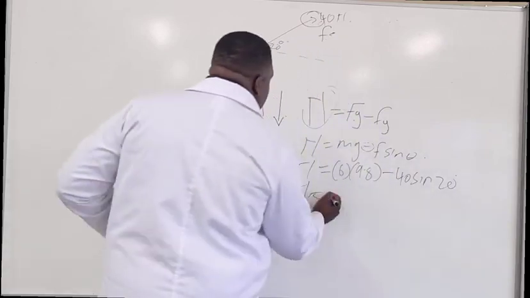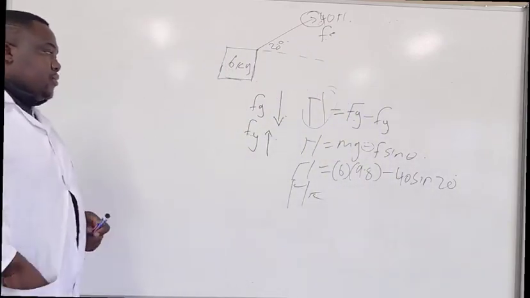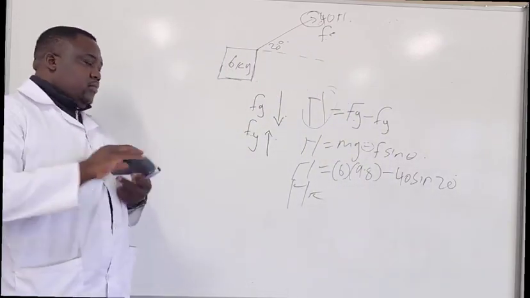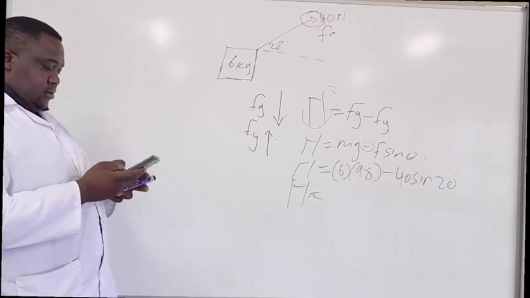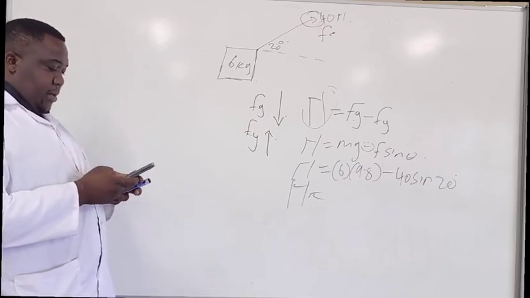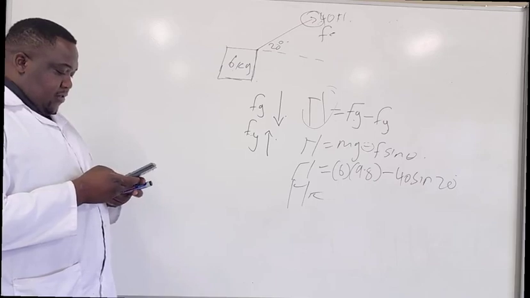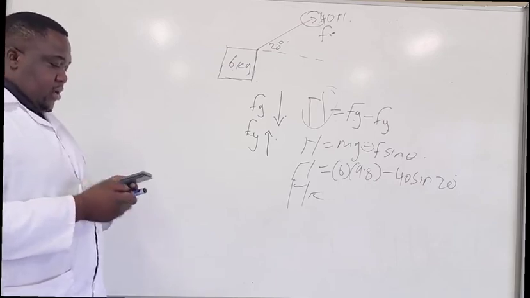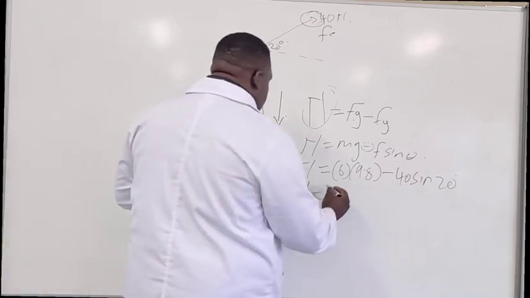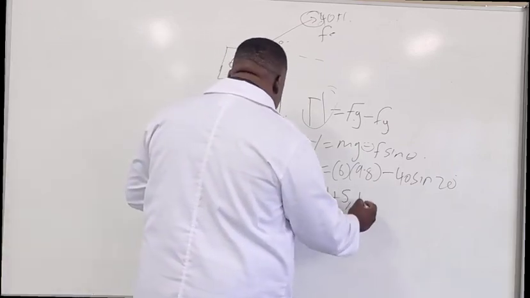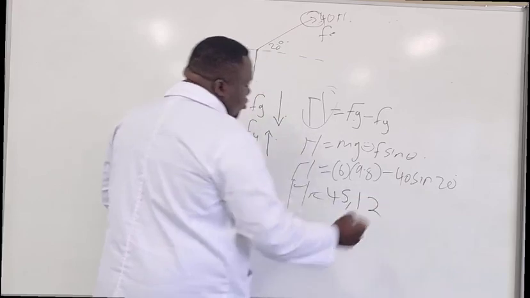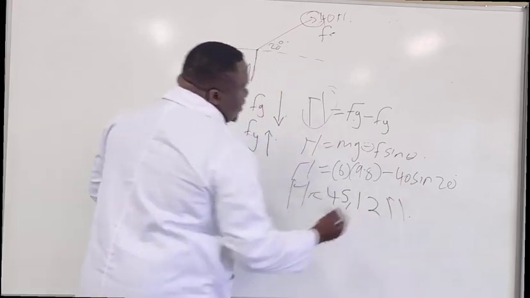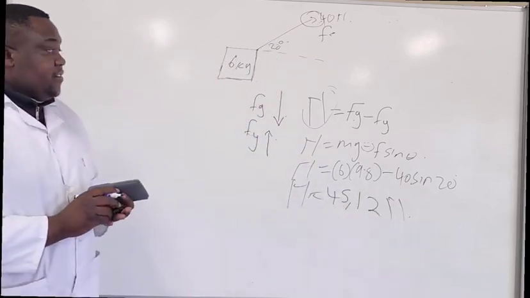Meaning that our normal force is going to be 6 multiplied by 9,8 minus 40 sine 20, and then that will give us 45,12 newtons. So that is our normal force.